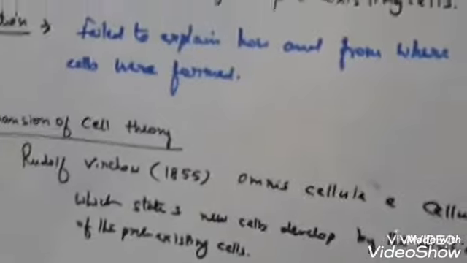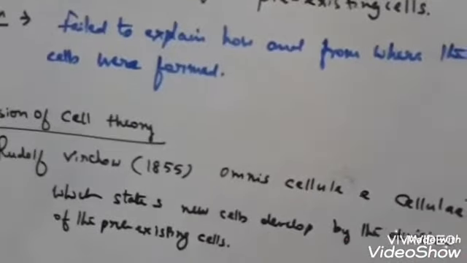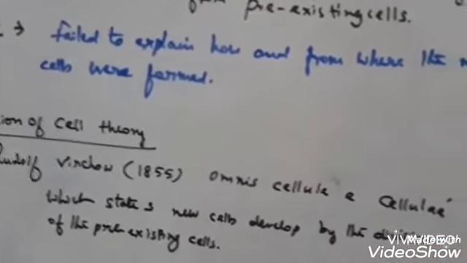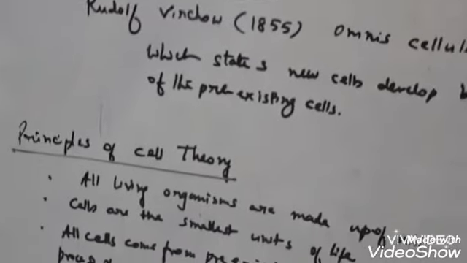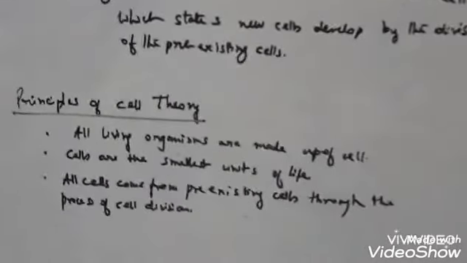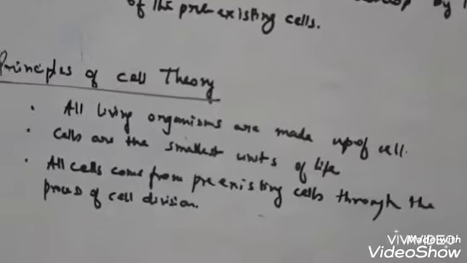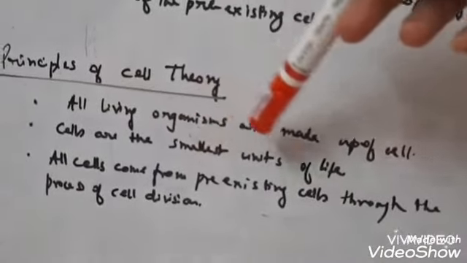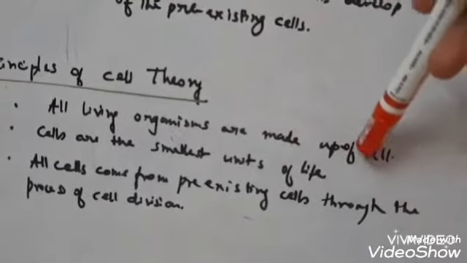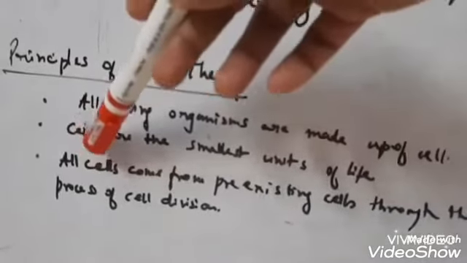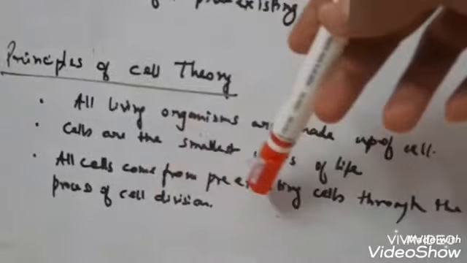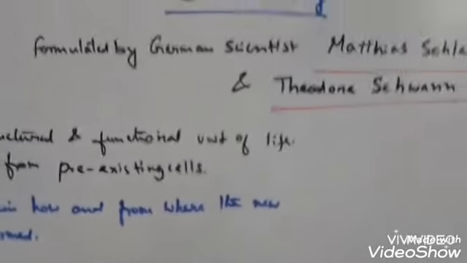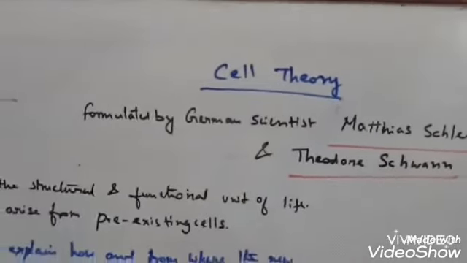So hence you can see here one more point is added. So what are the principles? Hence the principles of the cell theory are: all living organisms are made up of cells. Cells are the smallest unit of life. And the last but not the least, all cells come from pre-existing cells through the process of cell division. So this is about cell theory.